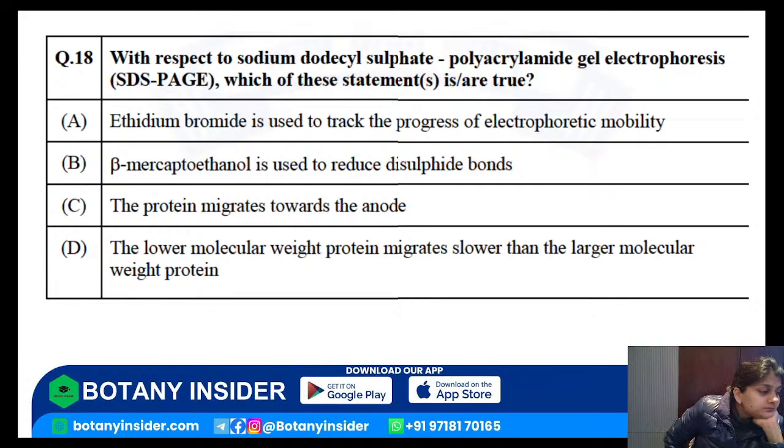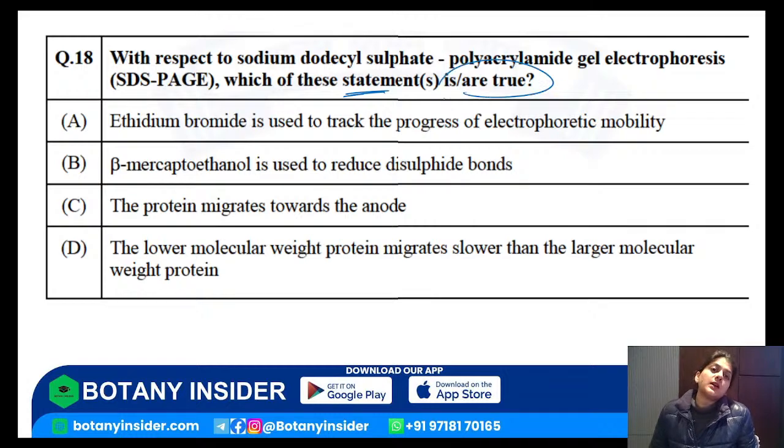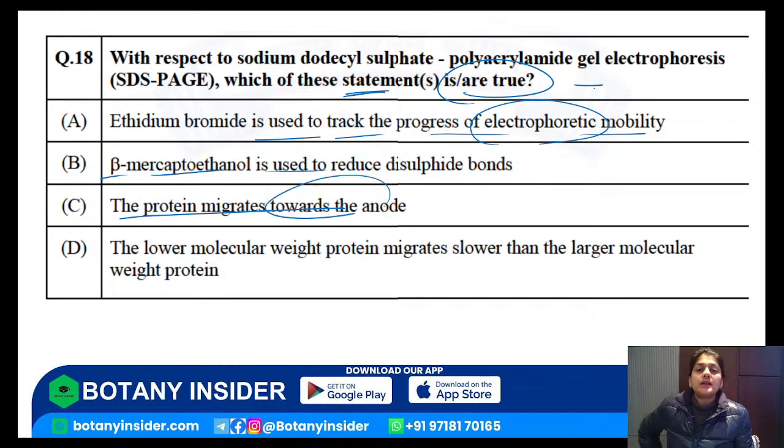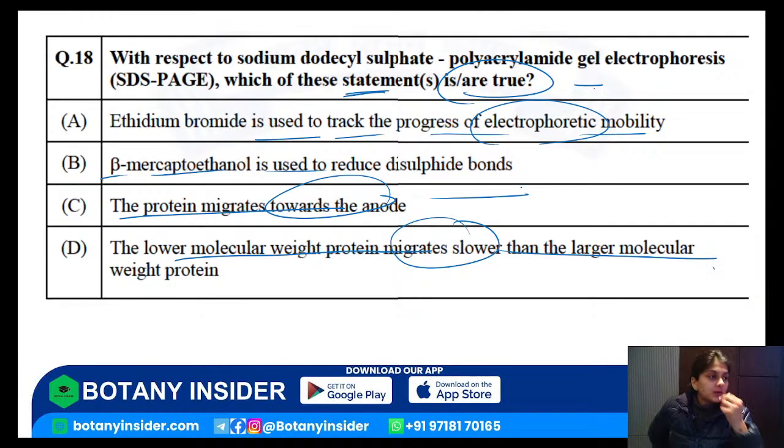Done? Okay. With respect to SDS PAGE, which of the statements is or are true? Ethidium bromide is used to track the progress of electrophoretic mobility. Beta-mercaptoethanol is used to reduce the disulfide bonds. The protein migrates towards the anode, and the lower molecular weight protein migrates slower than the larger molecular weight protein. Mark it quickly. Last question for today.